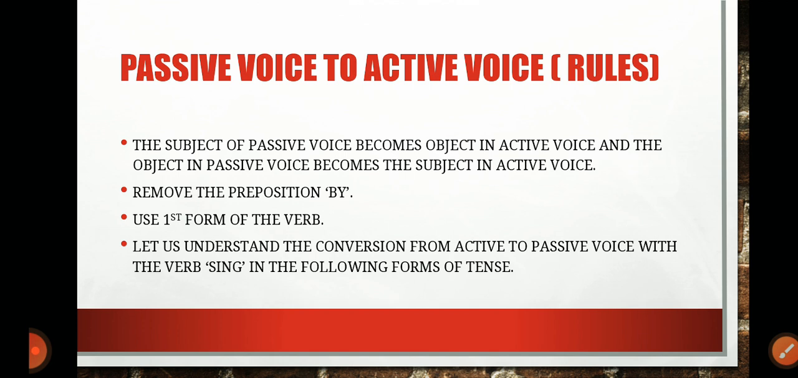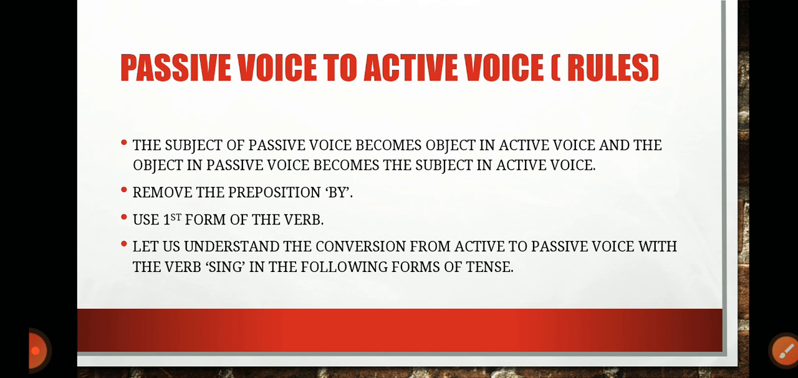But here a completely different thing will happen. The subject of the passive voice will become the object in active voice, and the object in passive voice becomes the subject in active voice, as I told you earlier. Now remove the preposition "by." If you are changing a passive voice to an active voice, at that time you need to remove the preposition "by" from it. Then use the first form of the verb.